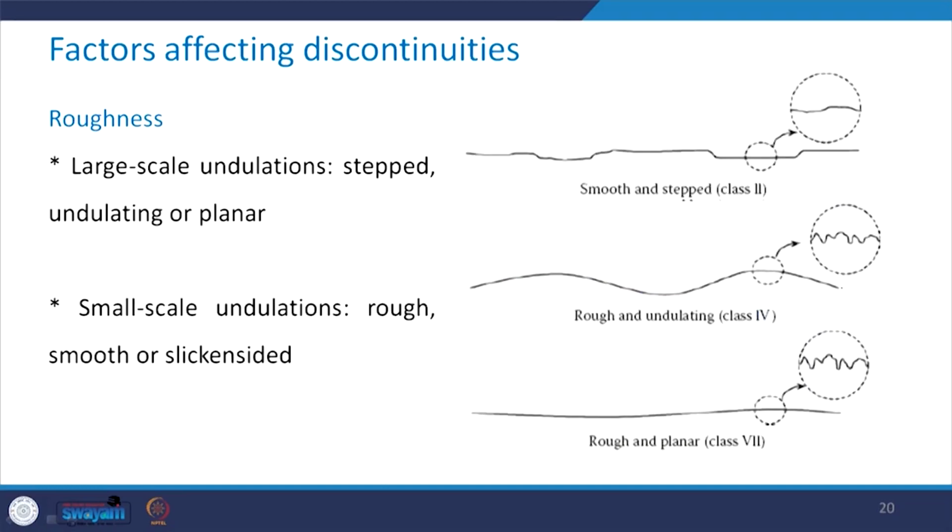Let us further understand this. So, when we have the large scale undulations, these are stepped, undulating or planar. Small scale undulations are rough, smooth or slickensided. So, here in this figure you can see that when I say stepped, this is giving us the idea about the large scale, and when I say smooth, this is small scale.